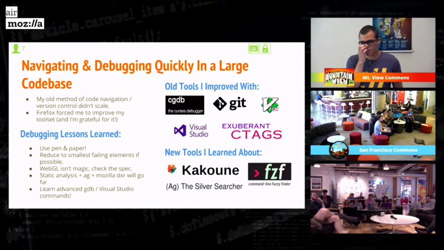And then new tools. So Cocoon is a text editor a friend of mine is working on that's really great for batch search and replace. So there are a lot of times I had to do jobs like that, and it sped things up. FZF is Fuzzy Finder. I use that a lot for jumping between stuff. And Silver Searcher, which is like a faster version of grep.